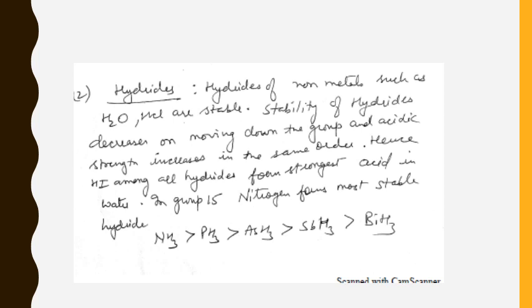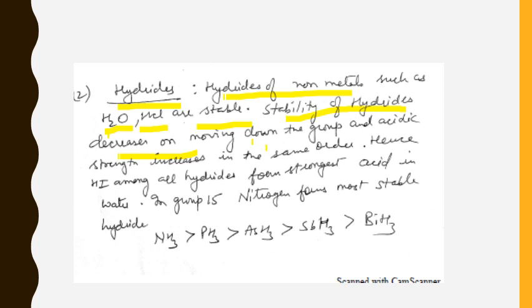So the next compound we talk about is the hydrides, the reaction with hydrogen. Hydrides of the non-metals, such as oxygen combined with hydrogen to form water, and HCl, are highly stable hydrides. They exist stably. The stability of the hydrides decreases down the group.